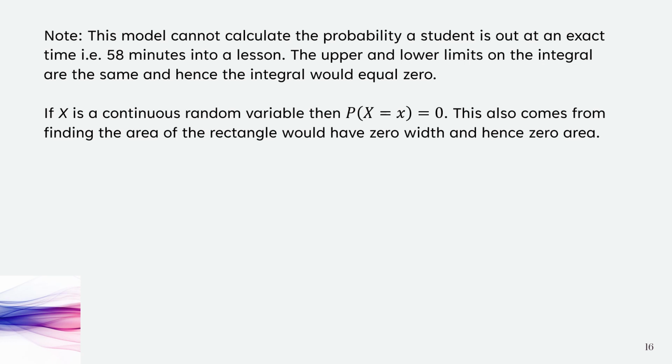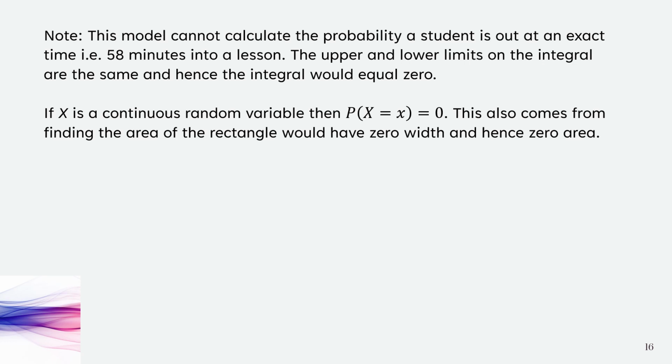So it can't calculate the probability that the student is out at the exact time, so the 58th minute into a lesson. Because if you did the integral from 58 to 58, the upper and lower limits would cancel out and leave you with an answer of 0. So if x is a continuous random variable, then the probability that x equals x will always equal 0.